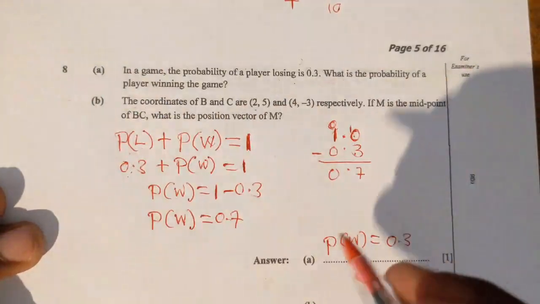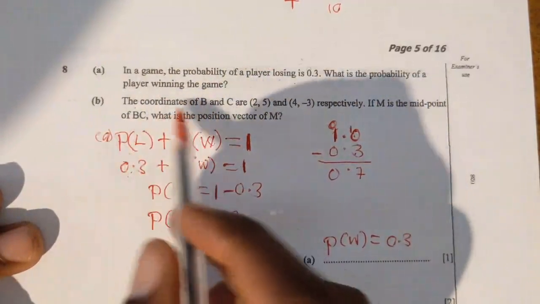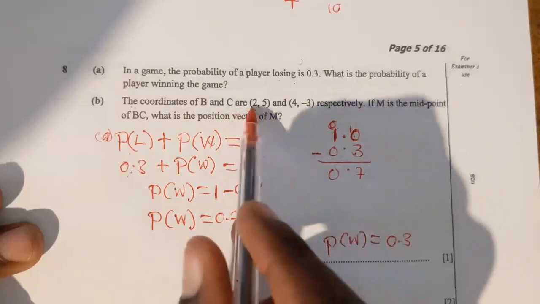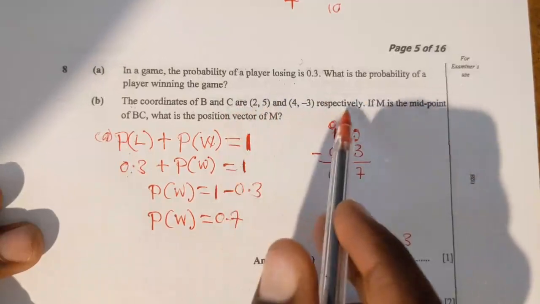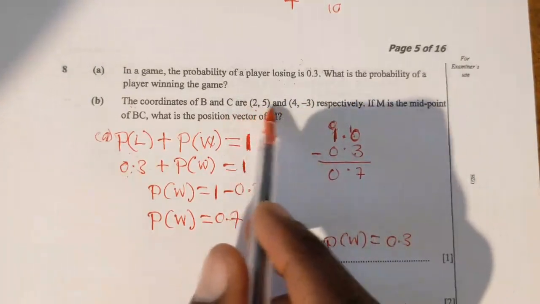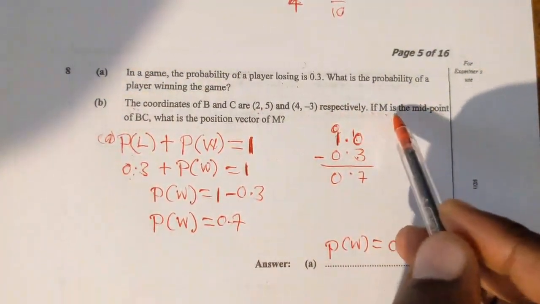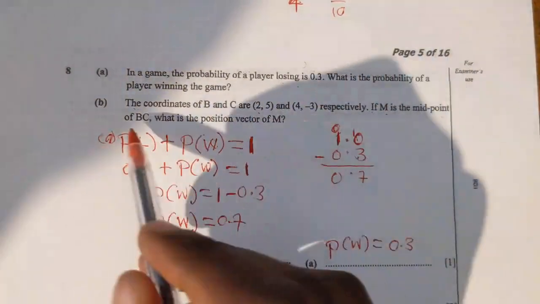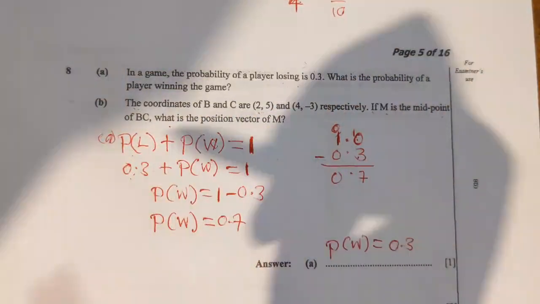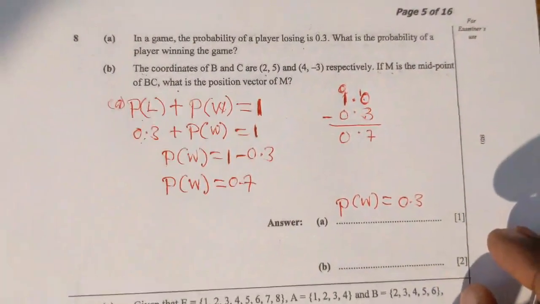Now we have a question here, this is B, and we have solved A. Now it's saying that the coordinates of B and C are these, respectively. If M is the midpoint of BC, what is the position vector of M? This is a simple question and it's 2 marks. It is very simple, this one.